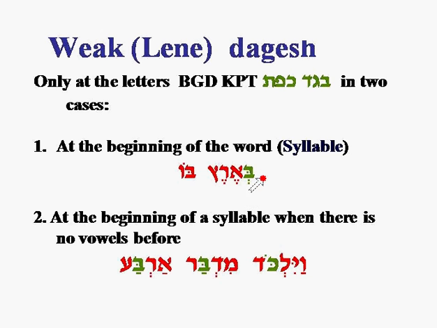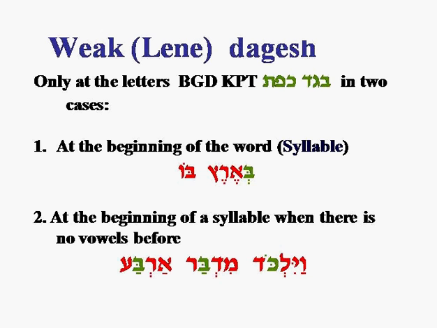You can see here one Dagesh, another Dagesh, another Dagesh, and also here it's a Dagesh, here it's a Dagesh, here is a Dagesh. So this is the word Dagesh. We're going to talk today only about the Lene Dagesh, the weak Dagesh. There are in Hebrew two kinds of Dagesh. We will talk today only about one of them, which is the weak or Lene Dagesh.